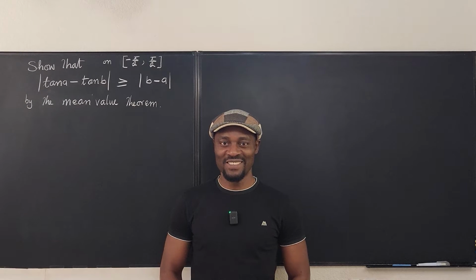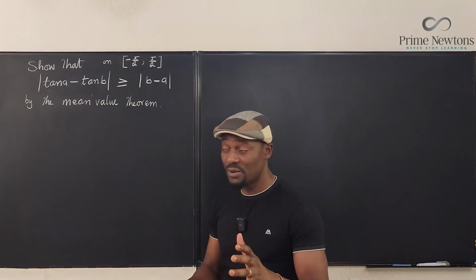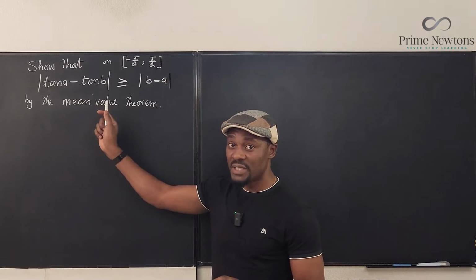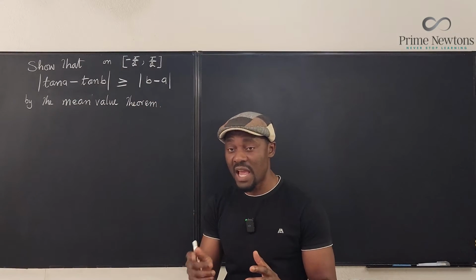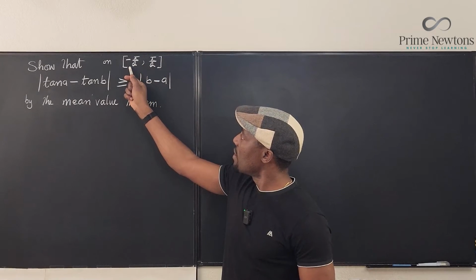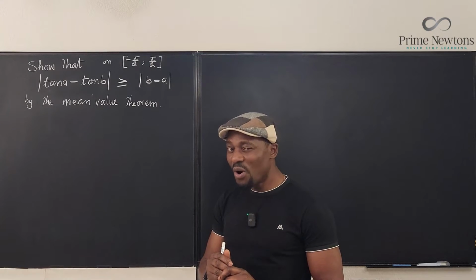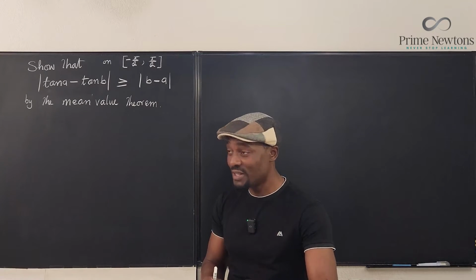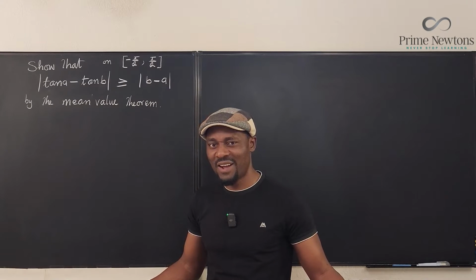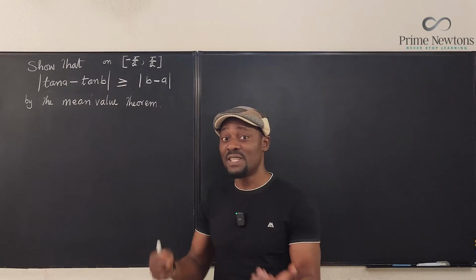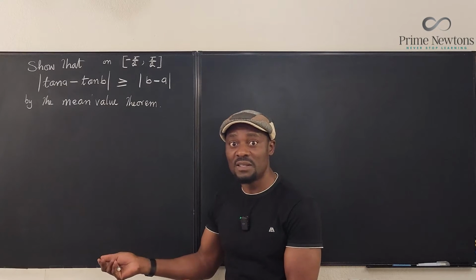Welcome to another video. This question requires that we show that the absolute value of tan A minus tan B is always greater than the absolute value of B minus A if you go from minus pi over 2 to pi over 2. If you are a calculus 1 student, this might be something you go, what in the world is this? How am I supposed to figure this out? If you're taking advanced calculus, well, you can't complain, but you have to be able to figure this out.